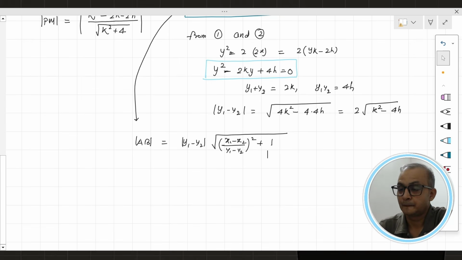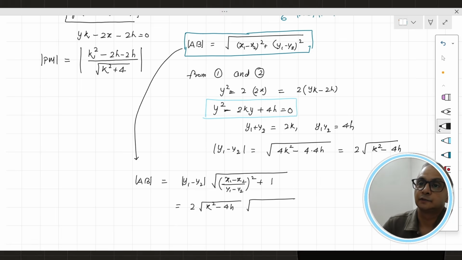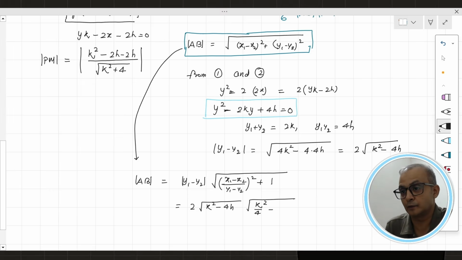So the slope of the chord is 2 by k, so that will become k by 2. So y1 minus y2, I'm going to write this thing twice of root over k square minus 4h, and here I have the chord slope was 2 by k, so that will become k by 2. So it will become k square by 4 plus 1. And then we simplify what we get here, k square minus 4h, and you notice that this 2 will get cancelled. So what I'm getting is k square minus 4h here, and here I'm getting k square plus 4. This is AB, and we have already found the PM.